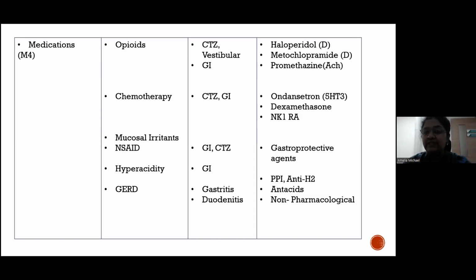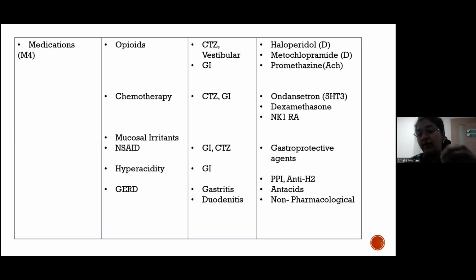Okay. You have medications, as madam very rightly said, opioids. And opioids have different ways in which they produce nausea, vomiting. Chemotherapy agents, mucosal irritants, your NSAIDs. We've had patients who are on aspirin, ecosprin, but they're not taking their PPIs. They're not taking any omeprazole or pantoprazole or any of these, and they cause a lot of gastritis, a chronic irritability. Hyperacidity, gastroesophageal reflux disease.